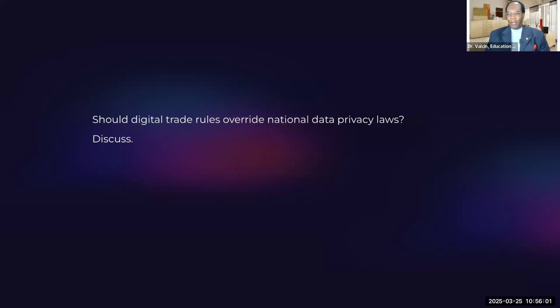Charles says national data privacy laws are a matter of national security. As such, national interests should prevail. Not necessarily, trade laws are too limiting. They should work hand in hand.